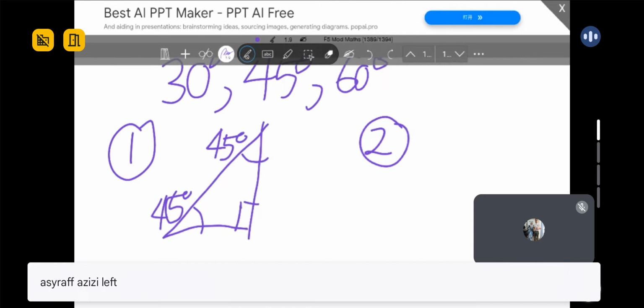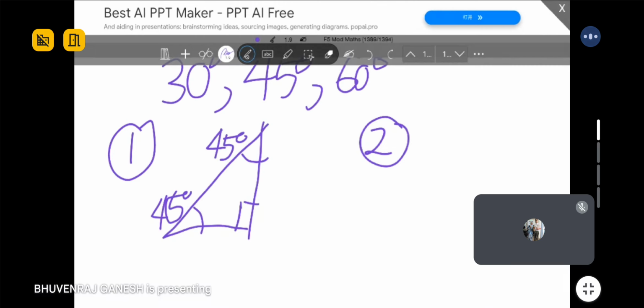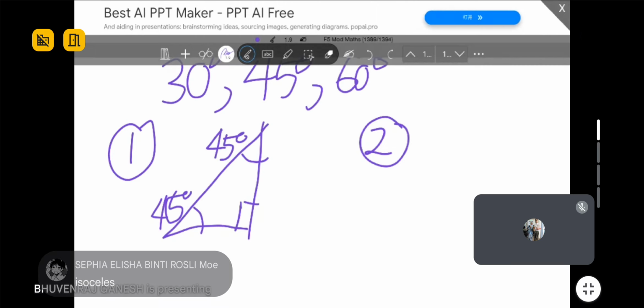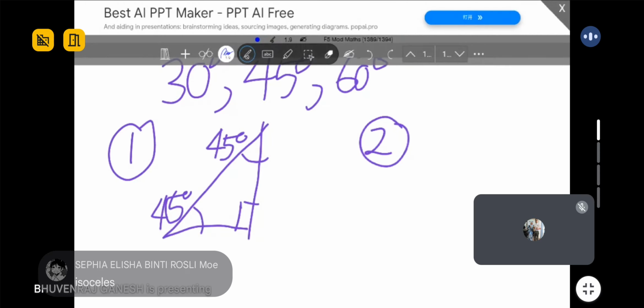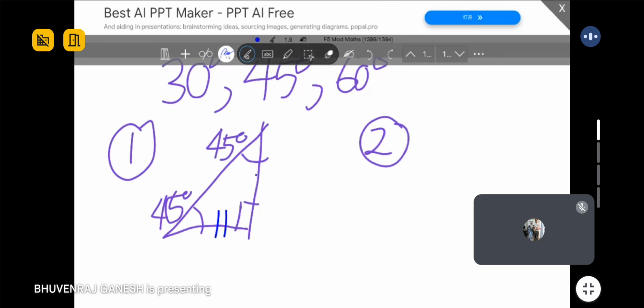Segitiga bersudut tegak tu satu. Satu lagi nama? There is another name. If you check and see, they got the same angle. Am I right? Yes. Okay, isosceles means that the lengths are the same. Okay, panjang dia sama. So this gives you a very important clue actually.